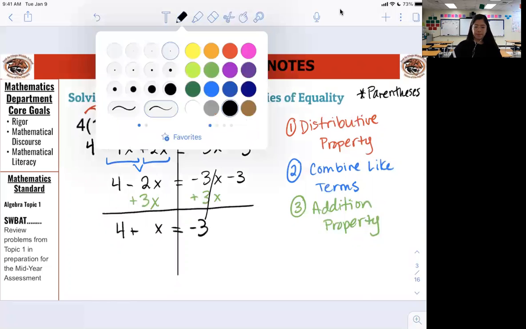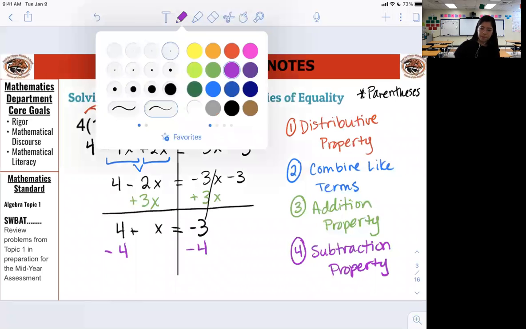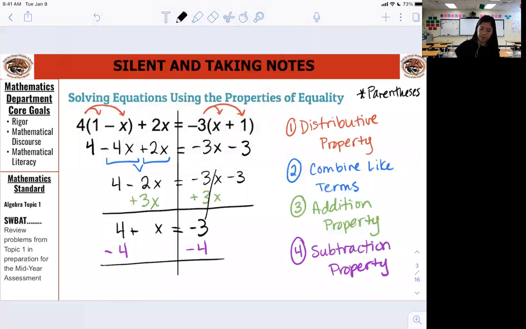Cool. Should be one last step. Now what do I do? Get rid of the 4. How do I get rid of it? Subtraction property. Perfect, subtraction. So just don't forget that when you have a positive number, that positive number technically has a little plus sign in front of it. So in order to get rid of it, we're going to subtract. And what's negative 3 minus 4? Negative 7. So x equals negative 7. Done.